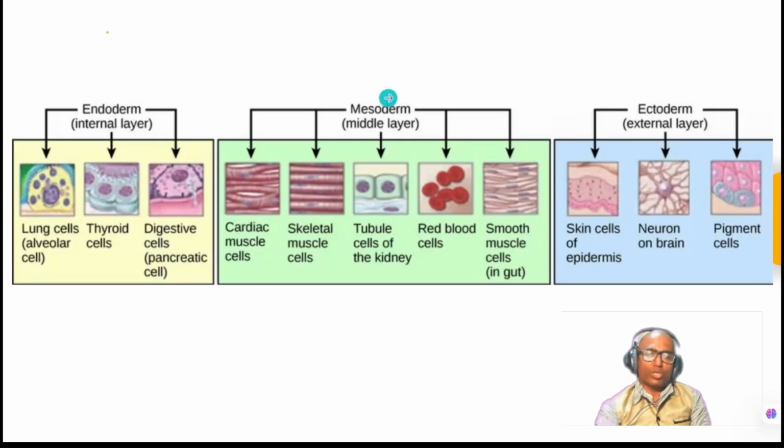Now mesoderm, musculoskeletal system, you remember. You have got the cardiac muscles, skeletal muscles. Tubules of the kidney are coming from the mesoderm. RBCs are coming from the mesoderm. Musculoskeletal and the vascular. Smooth muscles, cells of the gut are also coming from the mesoderm. So all muscles you are getting, the RBCs you are getting, and the tubules of the kidney you are getting from the mesoderm. From the ectoderm, nervous tissues and the skin. Skin cells of the epidermis, neurons, and the pigment cells, they are coming from the ectoderm layer.